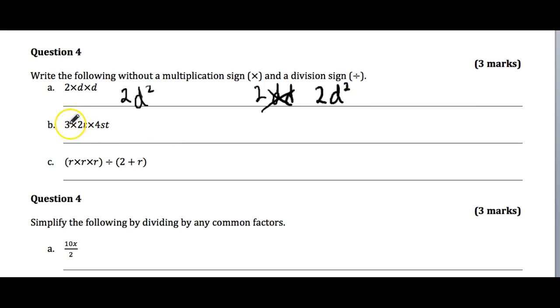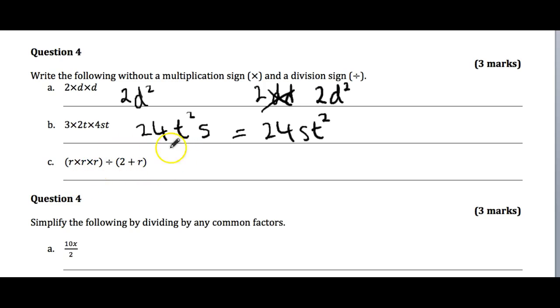The next one, do your coefficients first. So 3 times 2 is 6. 6 times 4 is 24. Then the t, we've got a t here and a t here. So it's t times t gives you t squared and then an s on the end. You could also write that as 24s t squared, because if you wanted to do it in alphabetical order, which is usually what we do, either of them is fine. I don't mind if the order of your pronumerals are not in alphabetical order.